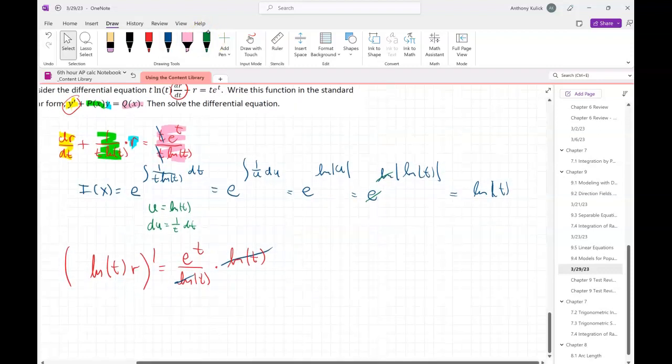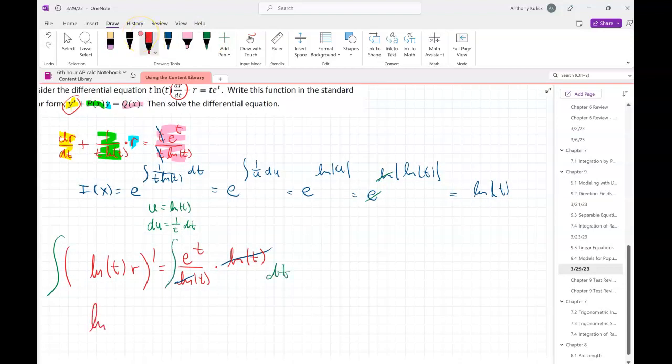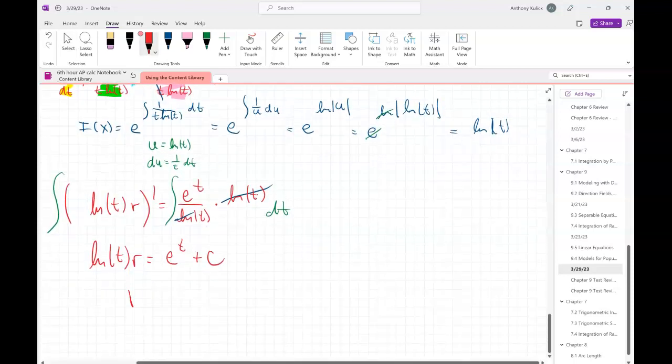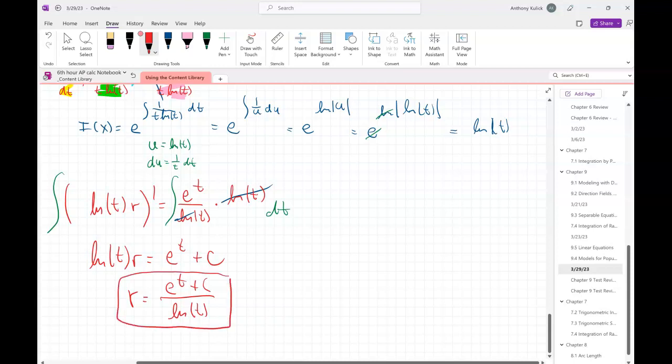And now we're cooking with some gas here. So integrate both sides. The antiderivative of e to the t is just e to the t. And then we just divide both sides by the natural log of t. And I think we're good to go. Yeah, I wrote the plus. See, I didn't say that.